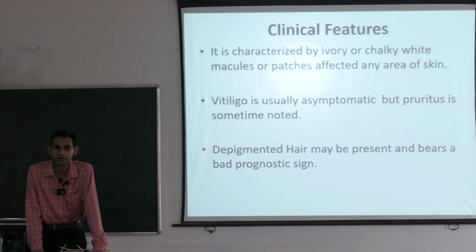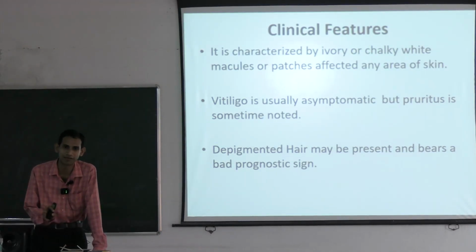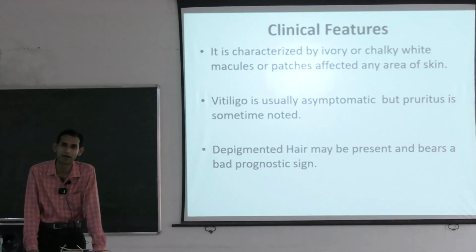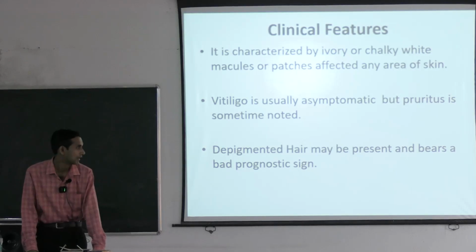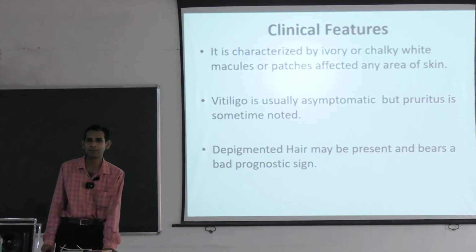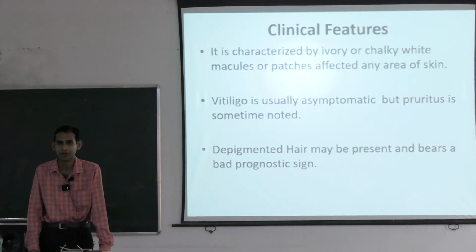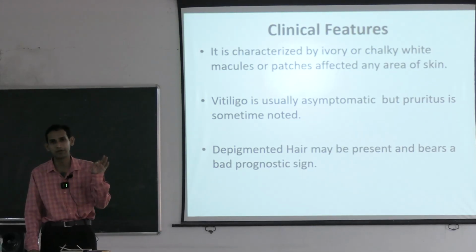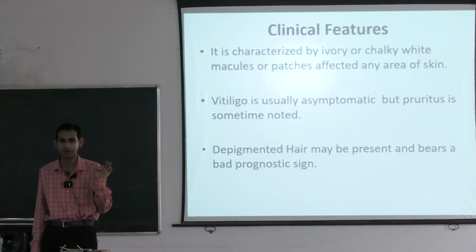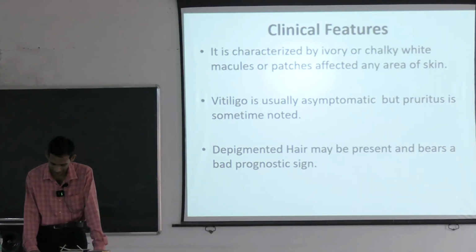Number one, it is usually asymptomatic. Most people will complain of nothing, only depigmented patches. Sometimes people may complain of pruritus or mild itching. Number two, depigmented hair, which is known as leukotrichia. That means the hair can also be affected in vitiligo, which usually bears a bad prognostic sign.